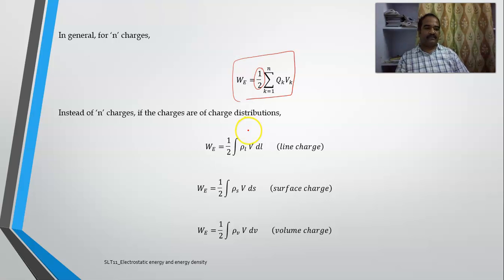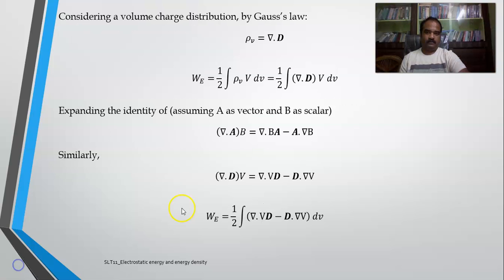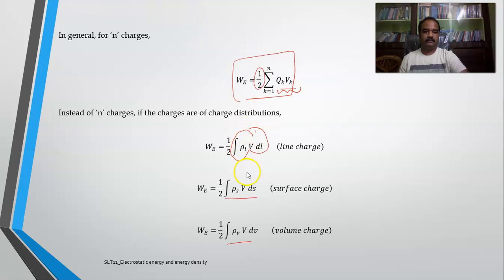Now, instead of n charges, suppose there are charge distributions; this is how we will compute. Instead of directly Q into V, I will take the integral of rho L into dl into V for a line charge, rho S into dS into V for a surface charge, and rho v into dv into V for a volume charge. This is what we have discussed about the work done for different charge distributions.